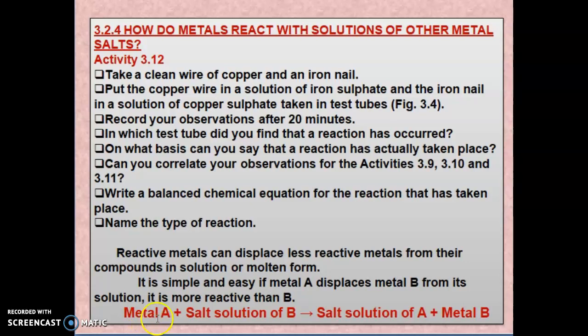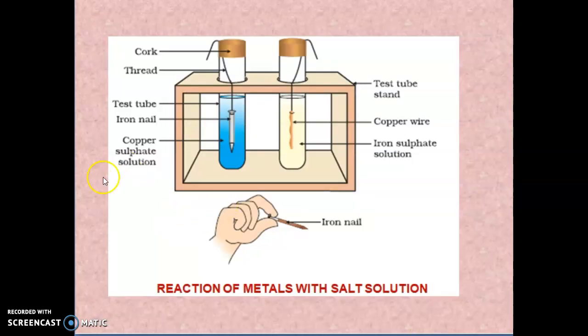So here, metal A plus salt solution of B. So what happens? In this salt solution, the metal B will be displaced by the metal A, and that will form a salt solution of A and the metal B will be displaced. So this is the diagram.